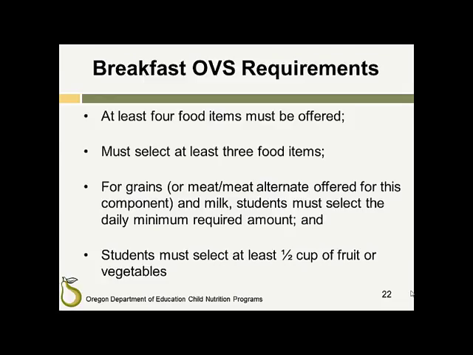For OVS, at least 4 food items from 3 food components must be offered. All students at any grade level must select at least 3 food items. For grains or meat alternate offered for this component and milk, the student must select the daily minimum required amount, and students must select at least half cup of fruit or vegetables.